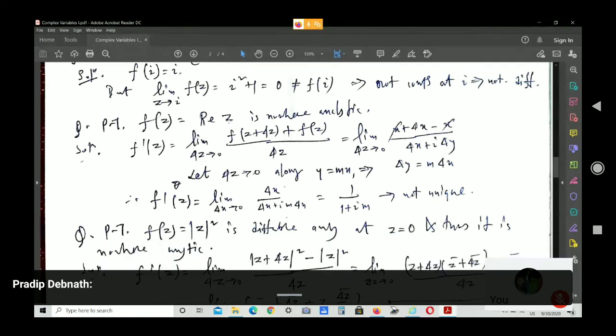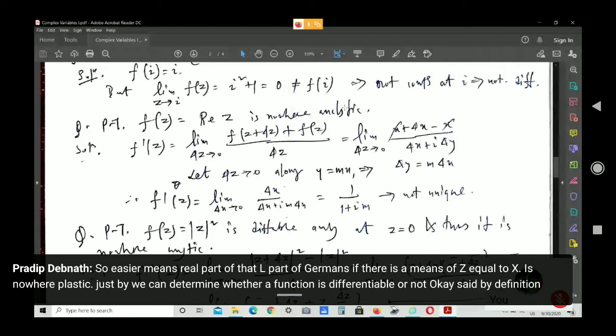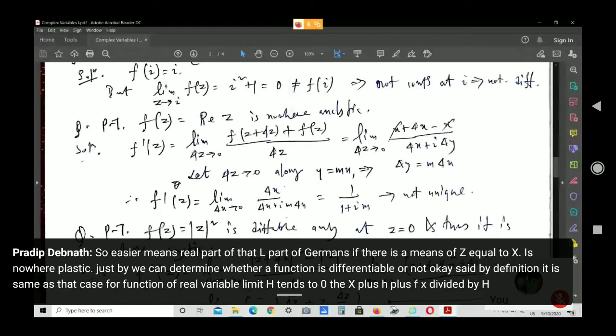So Re z means the real part of z. Real part of z means if z is x plus iy, Re z means f of z equal to x. It is nowhere analytic. Standard procedures are there by which we can determine whether a function is differentiable or not. So f dash z by definition is the same as the case for a function of a real variable: limit h tends to 0 of f of x plus h minus f of x divided by h. That's the definition. Just h is replaced by del z.